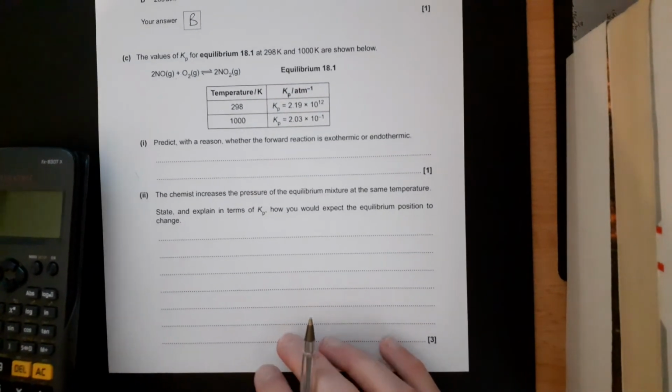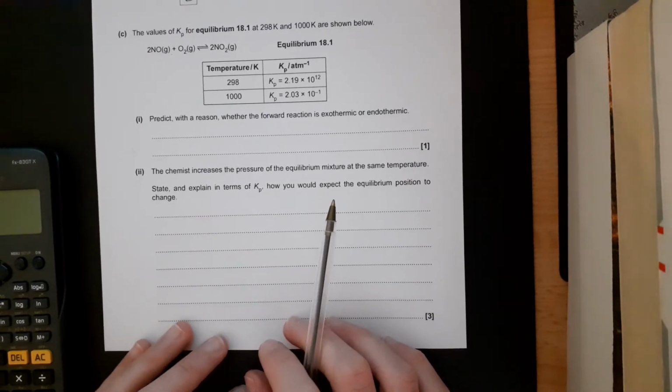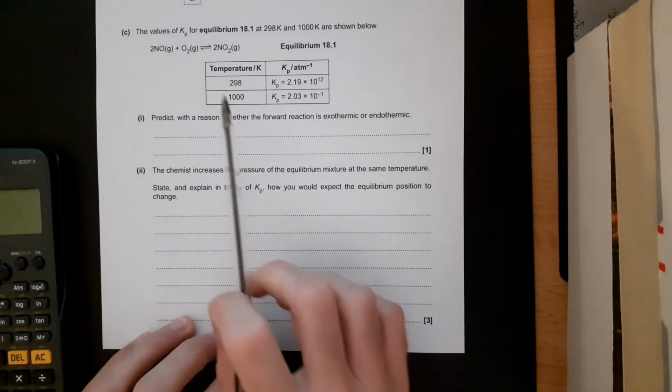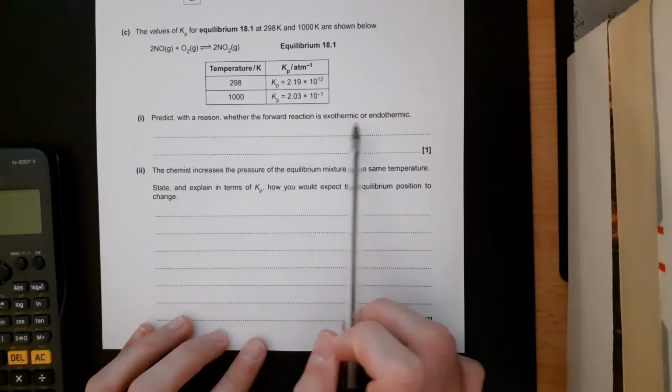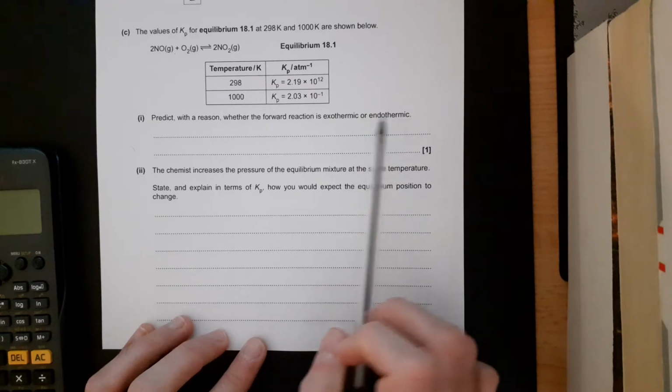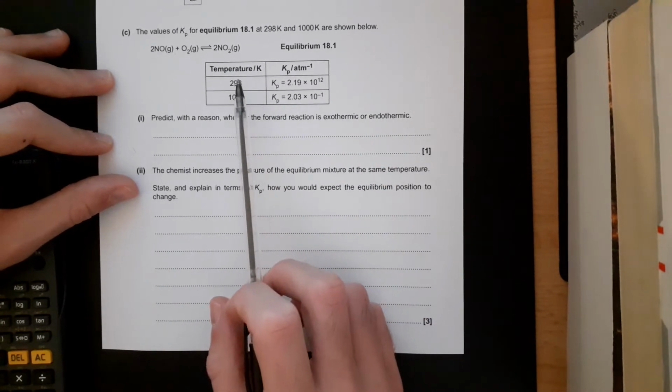Right, last question that we're going to look at here is a slightly different one. This is no calculations. This is more of a wordy type question. So they've given us some data here, and it's saying predict with a reason whether the forward reaction is exothermic or endothermic. So to do that, we just need to look at what the data is telling us. So let's just write out what's happening.